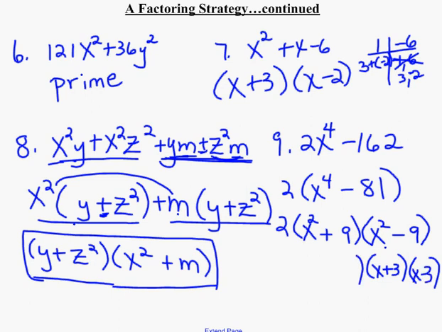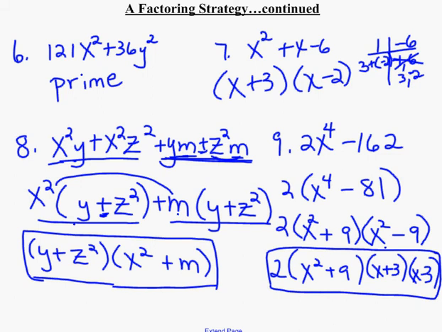I bring down the x squared plus 9 that I didn't yet use, and I bring down the 2, and now everything is fully factored, and that's my final answer. I checked each set of parentheses. There was nothing else I could do, so that's my fully factored form. Okay, I believe I've done one of every type of factoring for the factoring strategy.